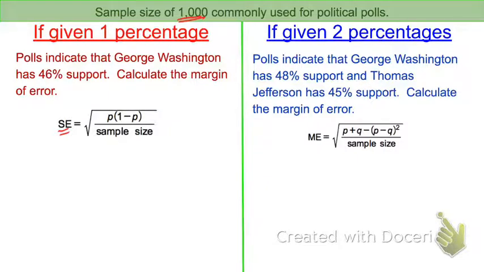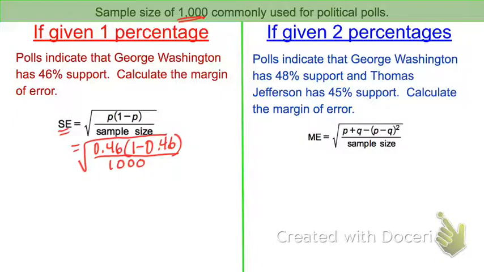So all we're going to do is substitute into our formula. So square root, make sure you have the square root over the whole thing. Now, you don't just write 46%, you want to change that to a decimal. So I would write 0.46, 1 minus 0.46. All that divided by our sample size of 1,000.